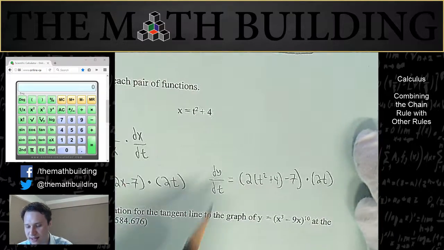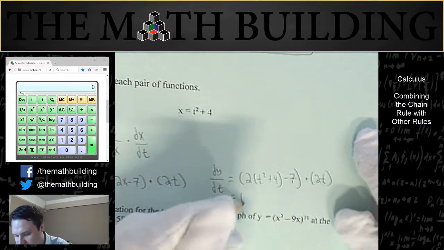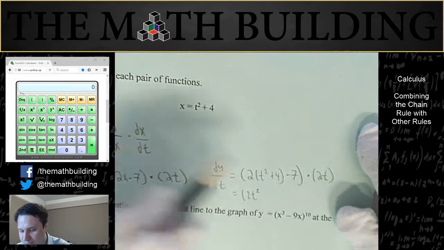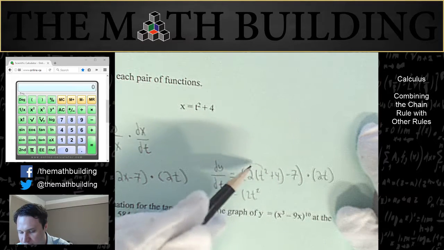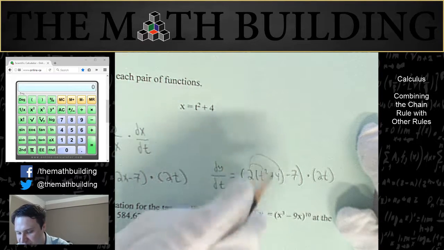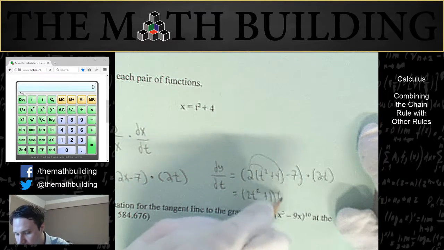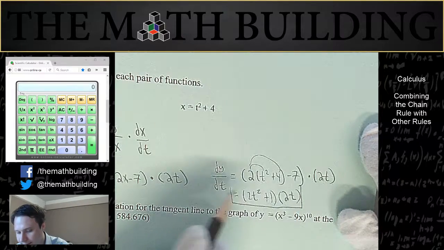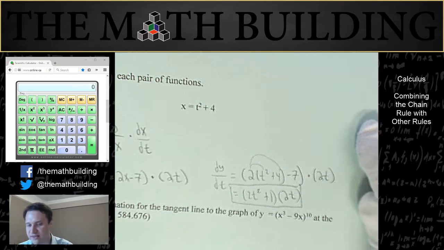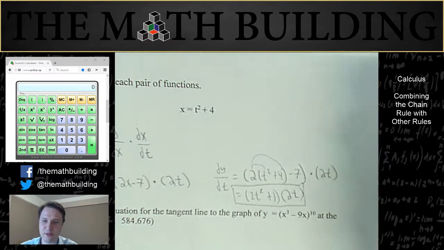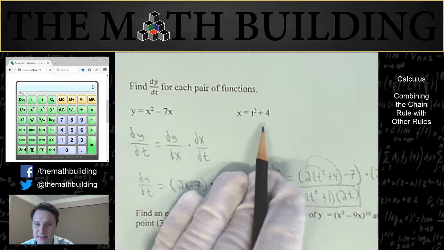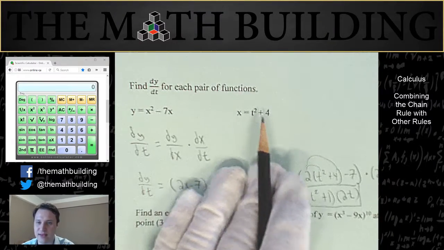And so there, let's clean that up a tiny bit. So that's going to be 2t squared. Here we would have plus 8 if you did the distributive property. So plus 8 minus 7 would be plus 1 times 2t. So that's dy dt right there. 2t squared plus 1 times 2t. That relates y with t by going through the variable x.